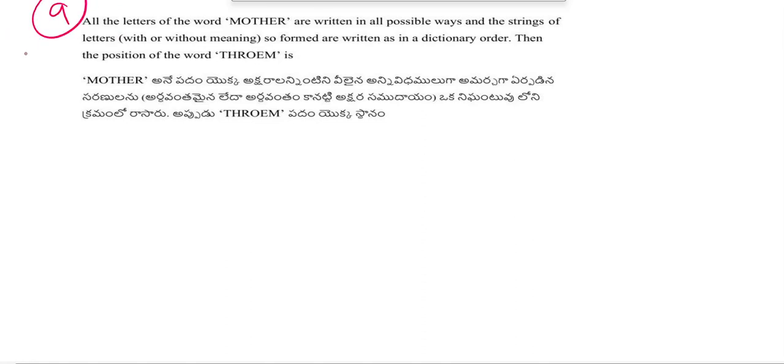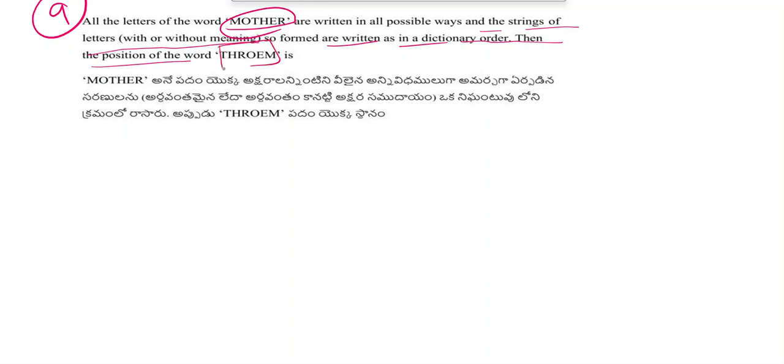This is the ninth question. All the letters of the word MOTHER are written in all possible ways and strings of letters, with or without meaning, so formed are written in dictionary order. Then find the position of the word THEOREM. Here the given word is T H R E E M.